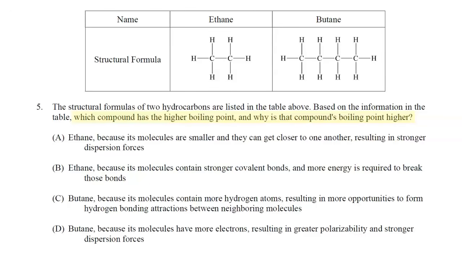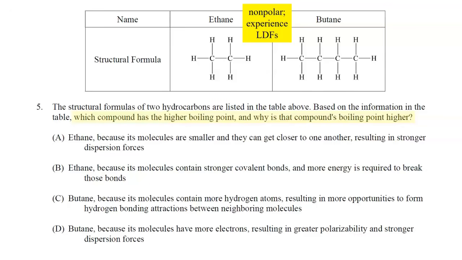we can see that they both have symmetry, such that the bond dipoles cancel out. So both ethane and butane are classified as non-polar molecules, which means the only type of intermolecular attractive force that they would experience would be London dispersion forces. So ethane and butane do not experience dipole-dipole attractive forces between molecules because they are not polar.